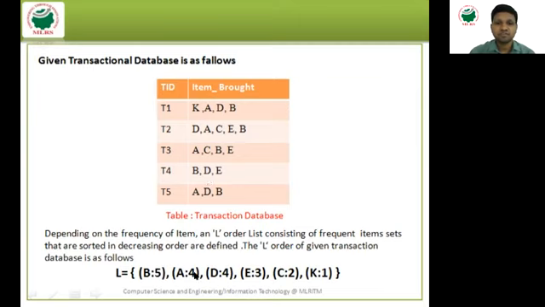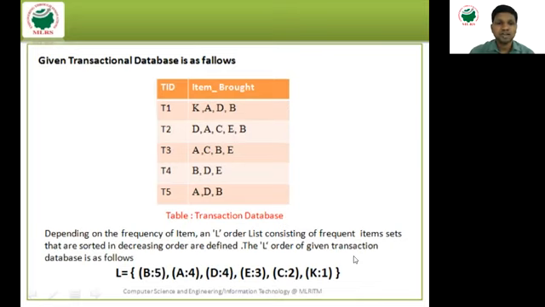Now find out A also. A is available in T1, A in T2, A in T3, and A in T5. So the count is 4. Find out D: 1, 2, 3, 4. 4 is available. Now E: 1, 2, 3. The item count is 3 for E. Now C: 1, 2. Only 2. Find out K. K is only 1, right? Yes. Now the L order list is B5, A4, D4, E3, C2, K1.